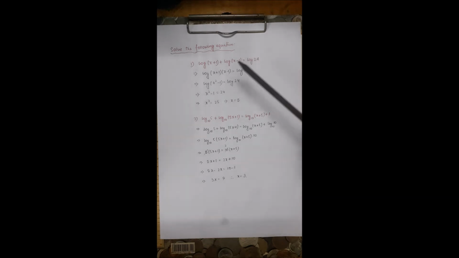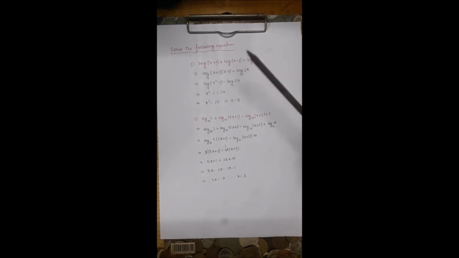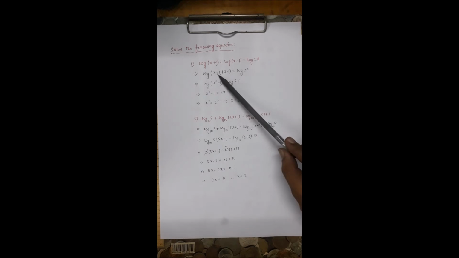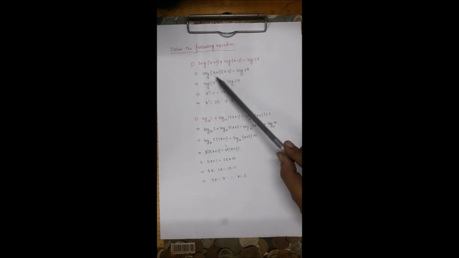So first we are using the product rule: log of m plus log of n equals log of m into n. So log of x plus 1 plus log of x minus 1 can be written as log of (x plus 1) into (x minus 1) equals log 24. Now (x plus 1) into (x minus 1), the formula is a square minus b square. You will get log of x square minus 1 equals log 24.